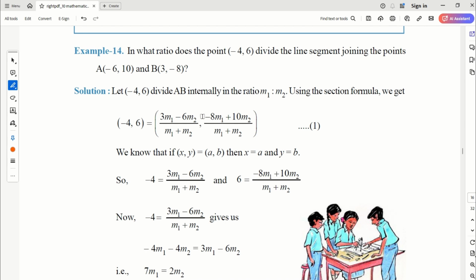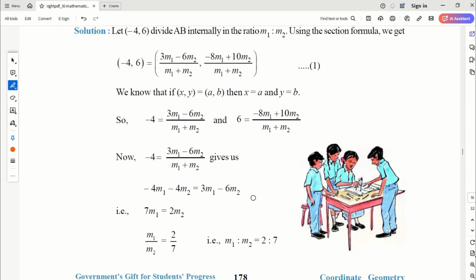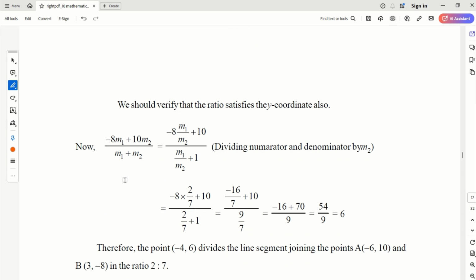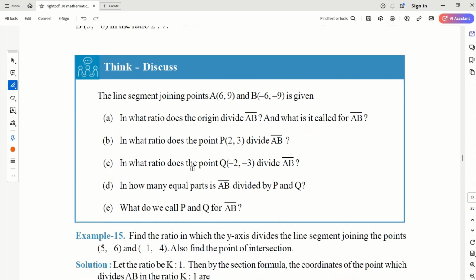M1, M2, we don't know. We need to find out. So we basically get two equations. The x coordinate equal to -4, y coordinate equal to 6. If you substitute this, you will get two equations. You simplify them, and you will get m1 by m2 as some ratio. In this case, it is 2 by 7. So this is one kind of problem which you will get. If you verify the other one, you will get the same. And once you know that it is 2:7 ratio, you can cross check.